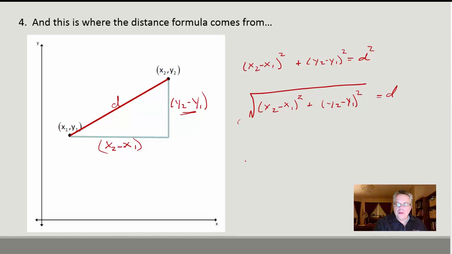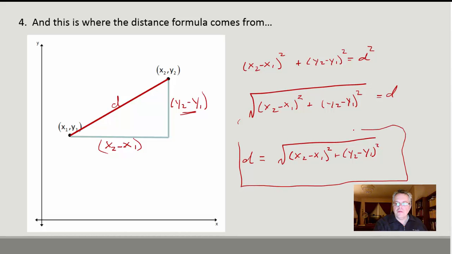And normally we write it this way. We put d first. So I'm just going to flip the equation. It's a big square root. Now, we'll be practicing this a lot. After you practice it a lot, it kind of really sinks in and makes sense. Now it looks really, really complicated. It's really not that bad. Okay, so that's a formula for the distance between 2 points.